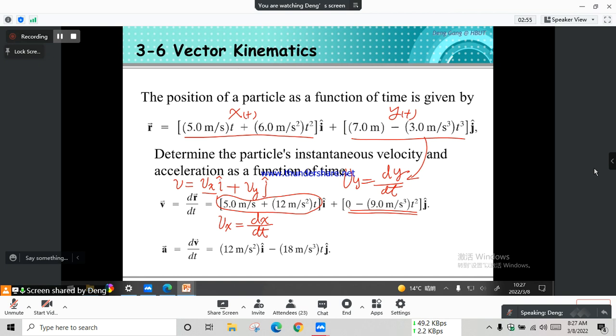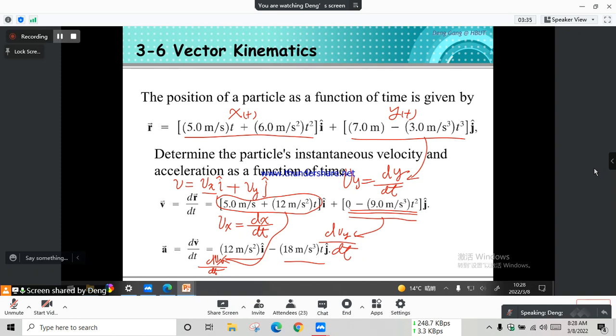For the acceleration, that's dv over dt. So this part corresponds to dvx over dt, while this part should be dvy over dt. And vx should be this one, and vy should be this part. And you can substitute this in this part here, and this part to here. You will arrive at these two.